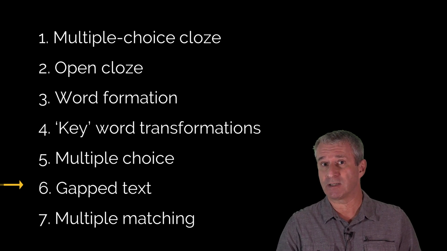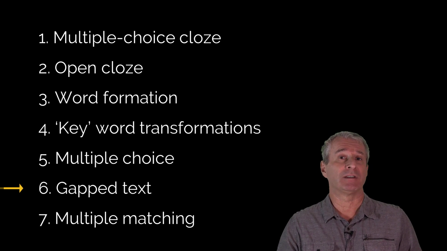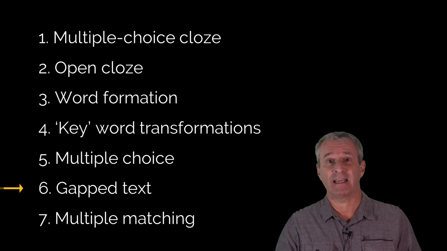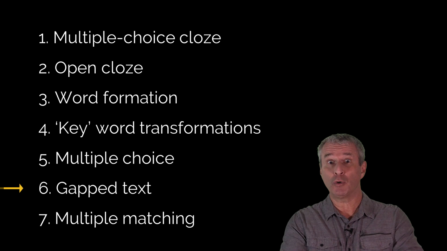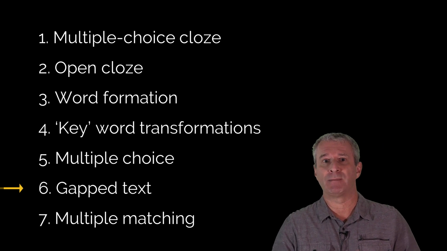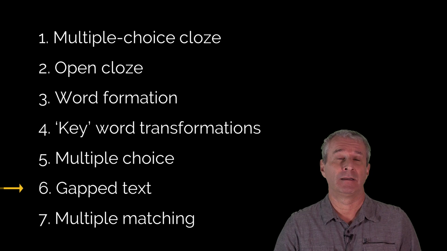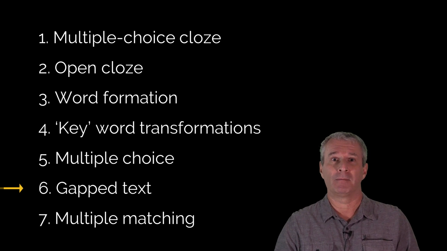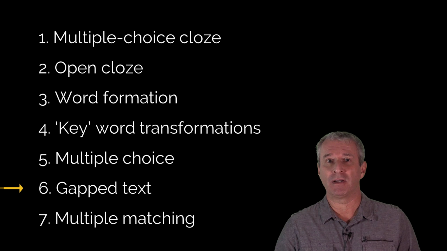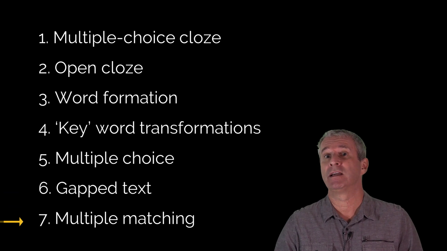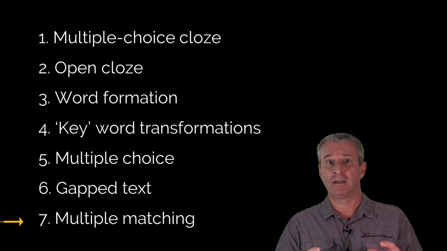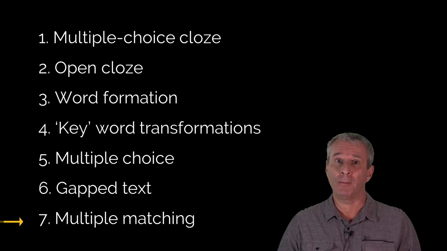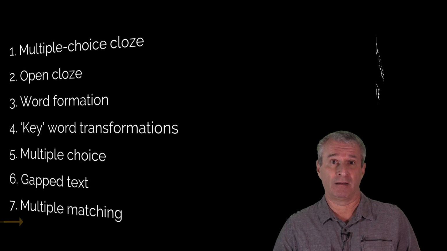In part 6, you read a gapped text. You read a text that has 6 sentences removed from it, and your job is to put those 6 sentences back into the text, obviously in the correct place, and there's 1 extra sentence that you don't use. And the final task, part 7, is the multiple matching. You read short texts and then you match 10 questions or prompts to those texts.